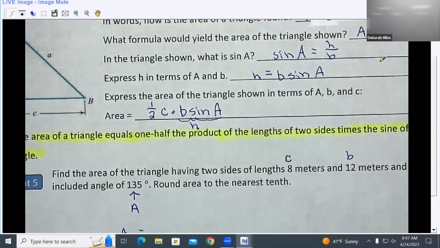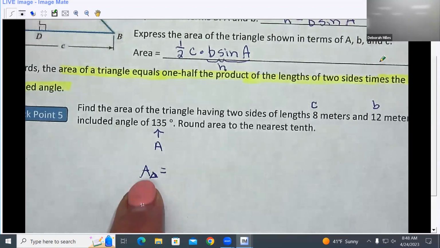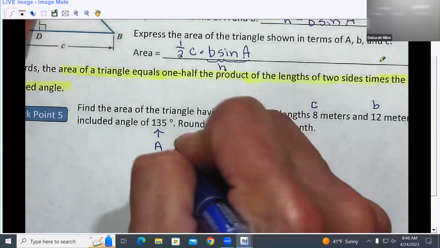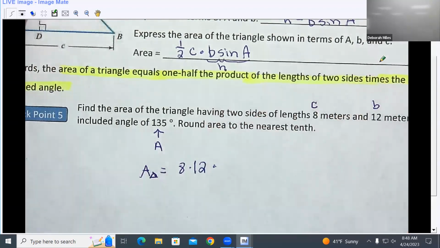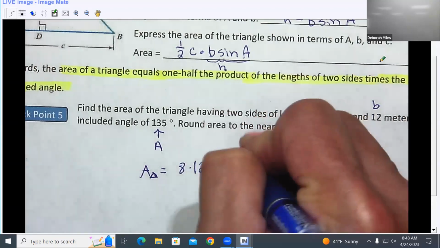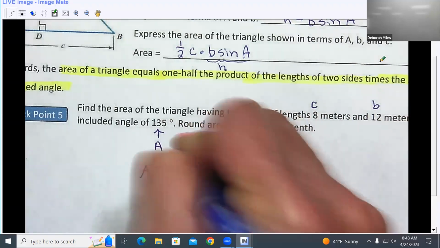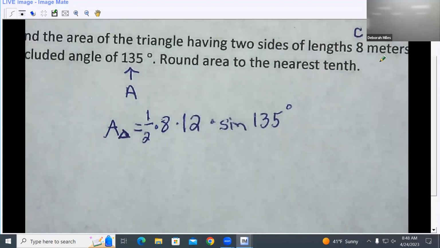Ooh. I don't like using A for area and A for an angle. What can I do about that? That would work. Or sometimes we use a shape as a subscript. That means the area of the triangle is B times C times sine of the angle between them, and all of that times a half. B times C sine of A.